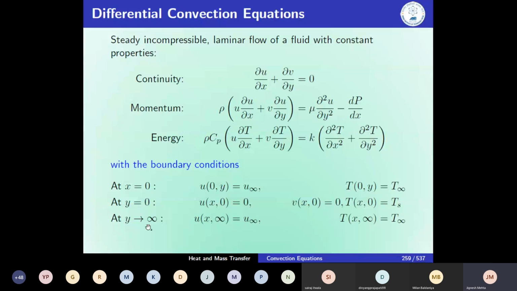Now at y equal to infinity means you are outside the boundary layer, right? So in that case, again, u is the free stream velocity, and T is the free stream temperature. So these are the boundary conditions which may be used to solve the above equations analytically. Now again, you might want to simplify these equations for a particular case and then solve it for that.